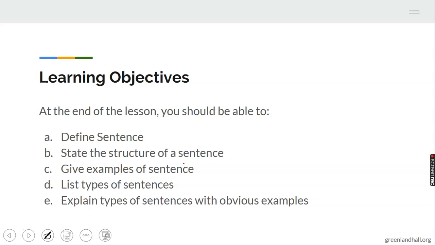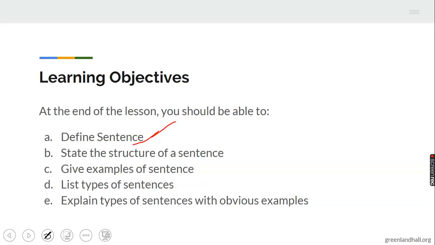In today's class, the objective is that, at the end of the class, you should be able to define sentence for me, then state the structure of a sentence, give examples of sentences, list types of sentences, and then explain types of sentences with examples. I will say that again. I will expect you to be able to define sentence for me at the end of today's class.